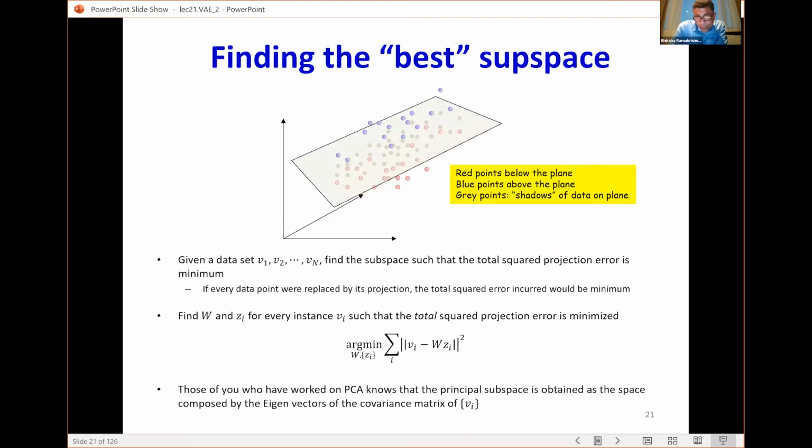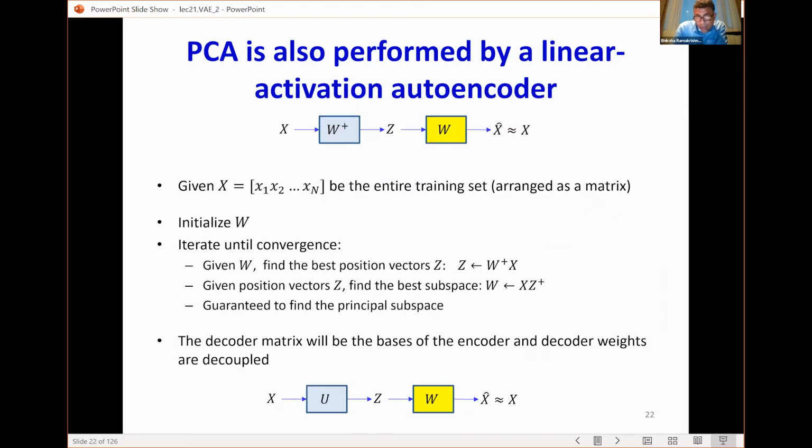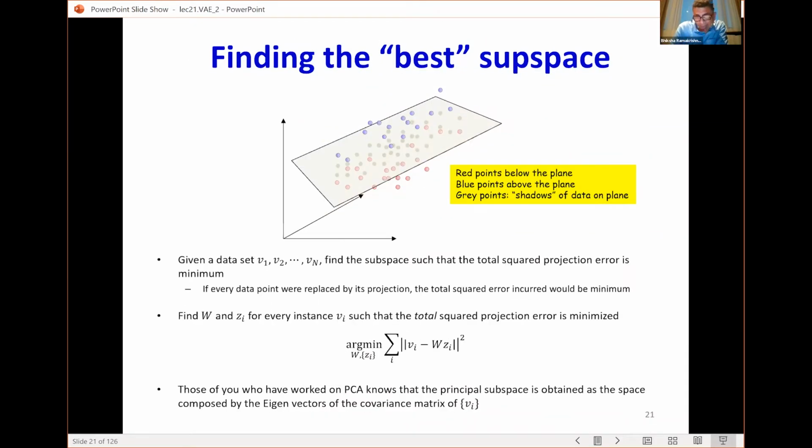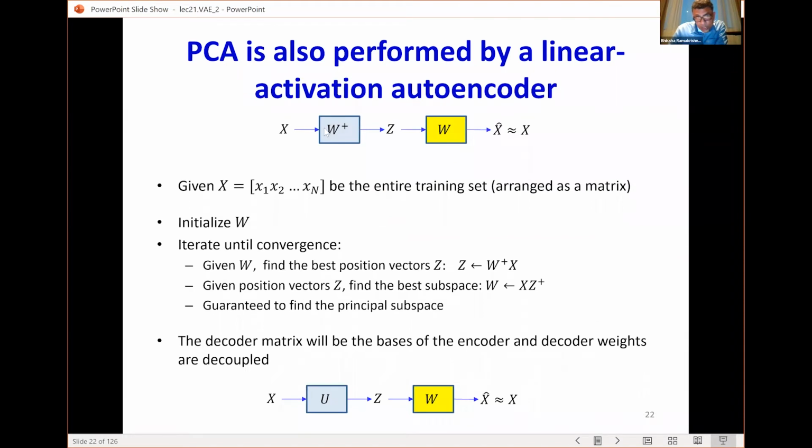But then we saw 2 classes ago that PCA is also performed by a linear activation autoencoder, right? We saw that if I just had an autoencoder where a dimensionality-reducing encoder reduced x to z, and then the dimensionality-increasing decoder brought z back to x hat, and you minimize the squared error between x and x hat, this is exactly equal to PCA.